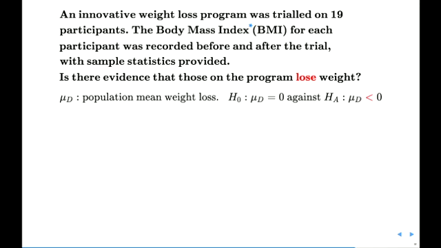And then the alternative hypothesis is lower tail, because it asks specifically, is there evidence that the participants lose weight? It's not saying, do they change weight while they're on the program? It's saying, do they lose weight? So it's specifically looking for a movement downwards in the weight, and that translates into a lower tail alternative.